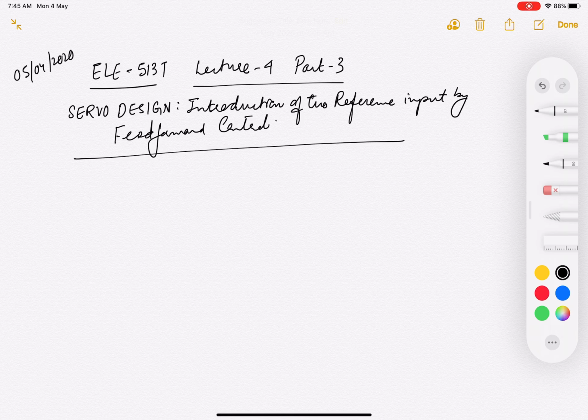Welcome to the third part of lecture 4. This is going to be the concluding lecture for unit 3. In this lecture, we are going to look at servo design, introduction of the reference input by feed-forward control.